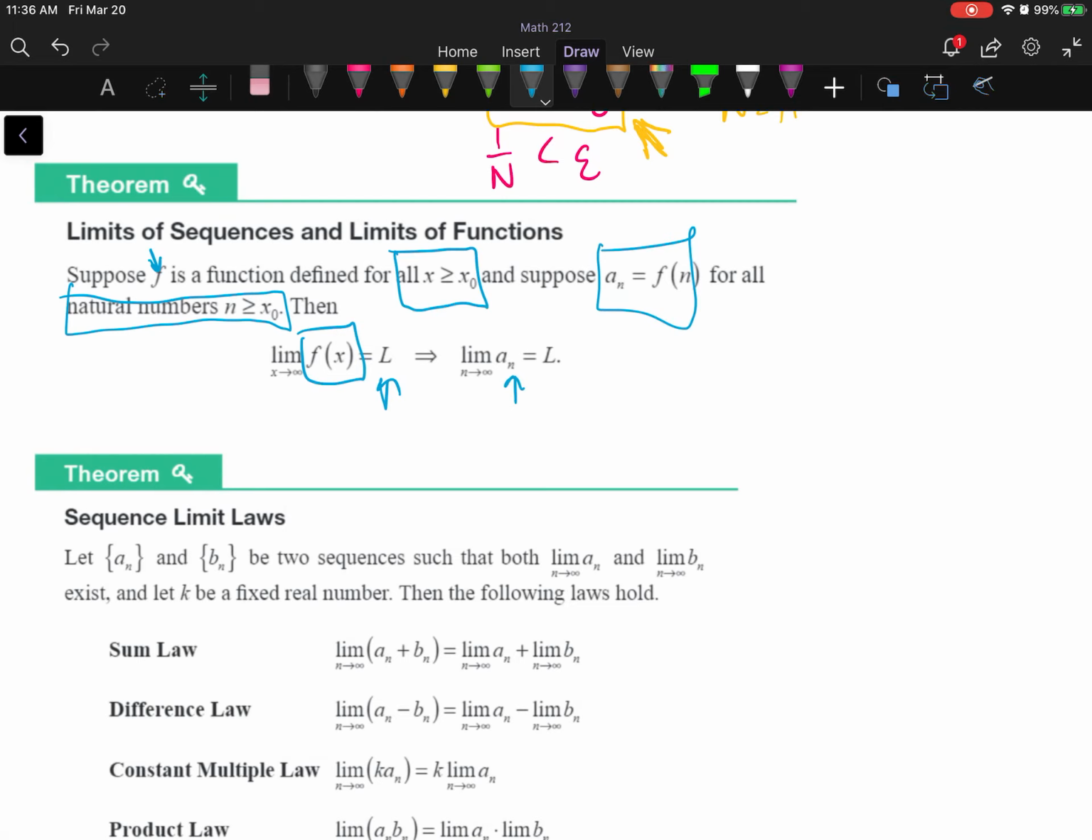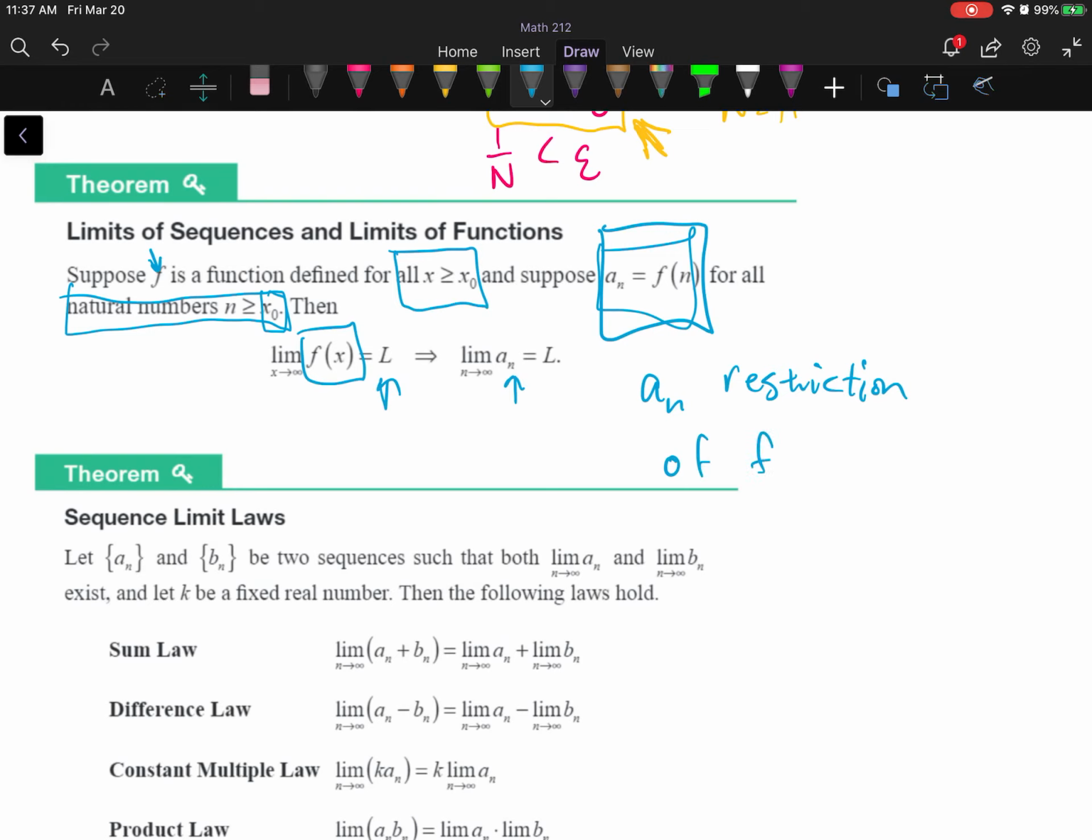And so, if you're working with the same function where one is defined on the real numbers and the other is defined on the natural numbers, their limiting values as you approach infinity will be the same. And actually, if you were defining a sub n as f of n for all of the natural numbers, and not just for some number past x sub 0, a sub n would be called the restriction of f.